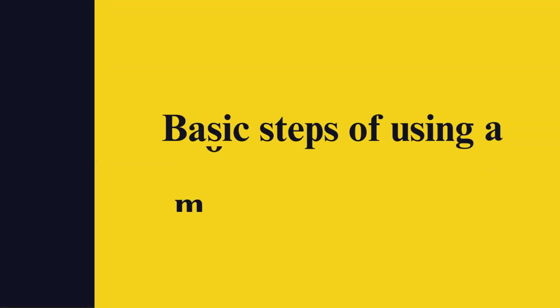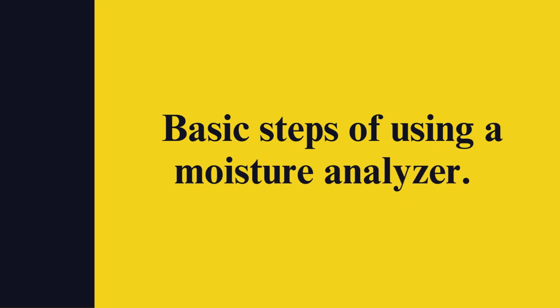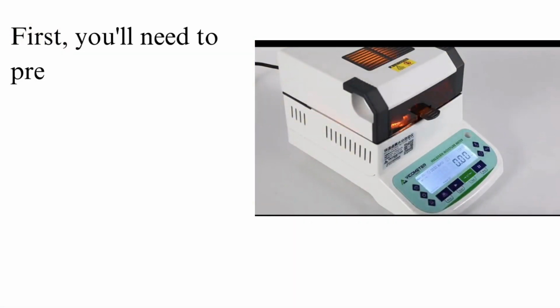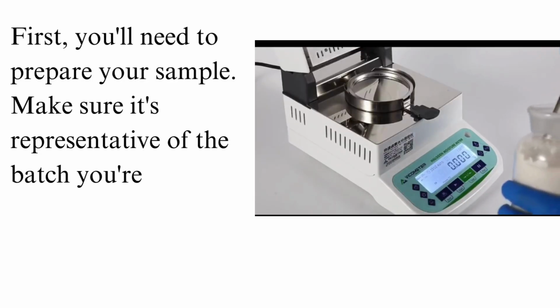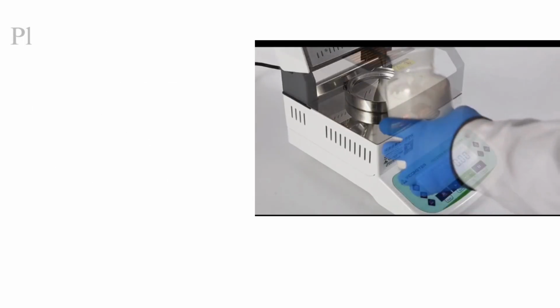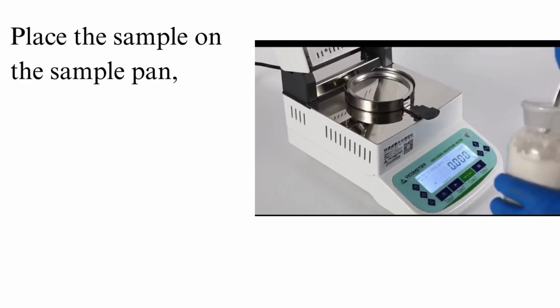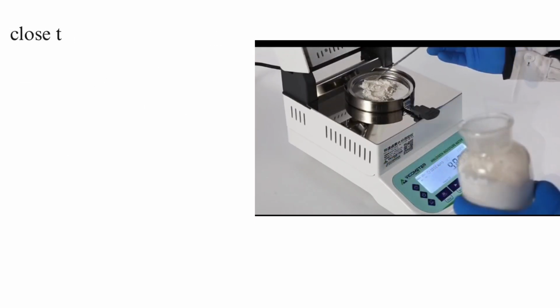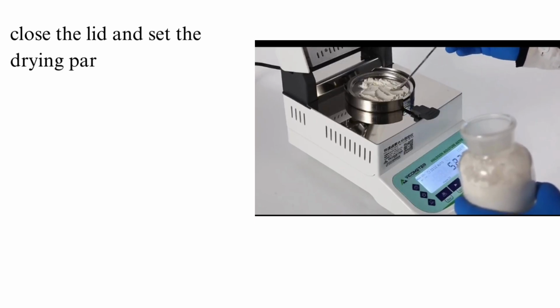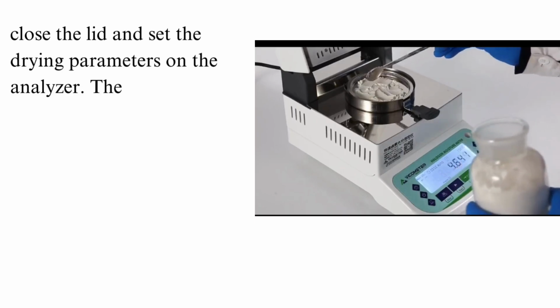Let's walk through the basic steps of using a moisture analyzer. First, you'll need to prepare your sample. Make sure it's representative of the batch you're testing. Place the sample on the sample pan, ensuring that it's evenly distributed. Next, close the lid and set the drying parameters on the analyzer.